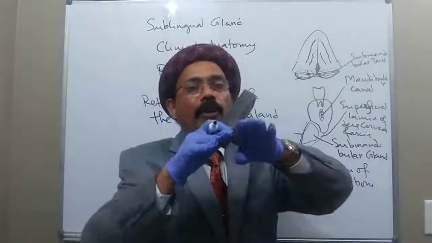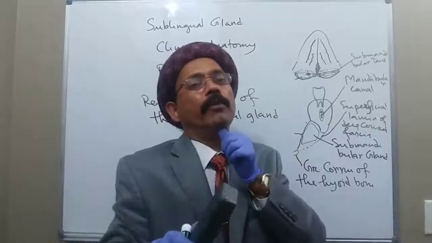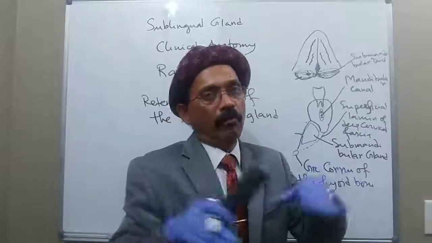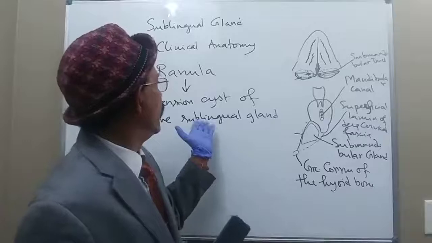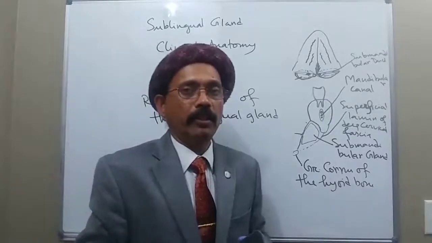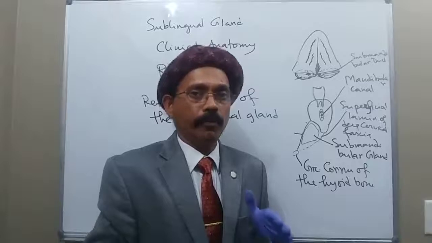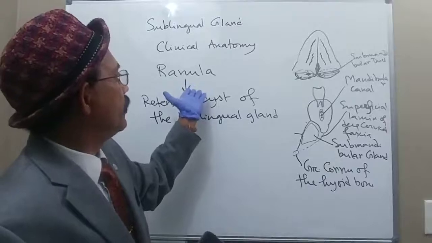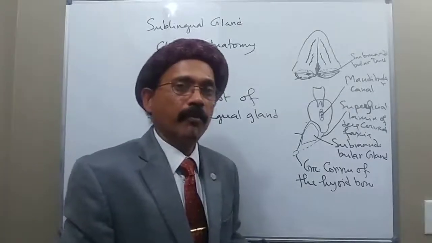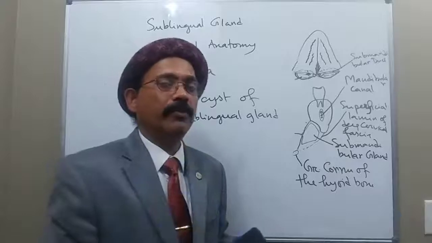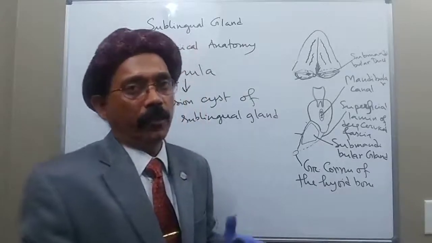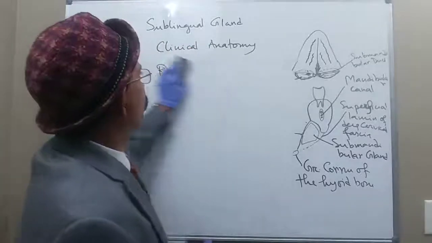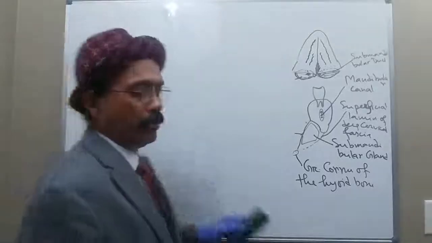Sometimes our mylohyoid muscle may have some gap. It may go through that dehiscence or gap in the mylohyoid muscle. Its name is ranula because it looks like the throat of a croaking frog. That's why it is called ranula. Its clinical importance is that it may cause some type of problem in the mouth because it occupies space. So it should be taken out surgically by the surgeon. Okay, so that's all about the submandibular gland and sublingual gland.